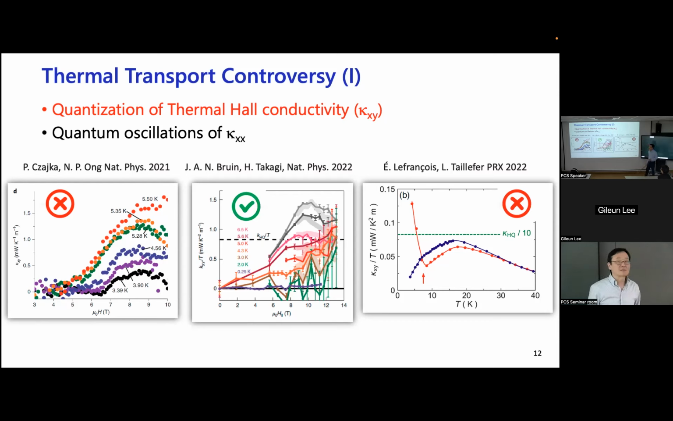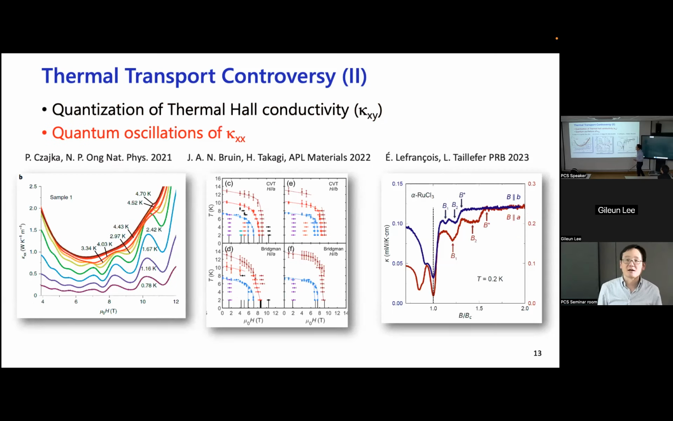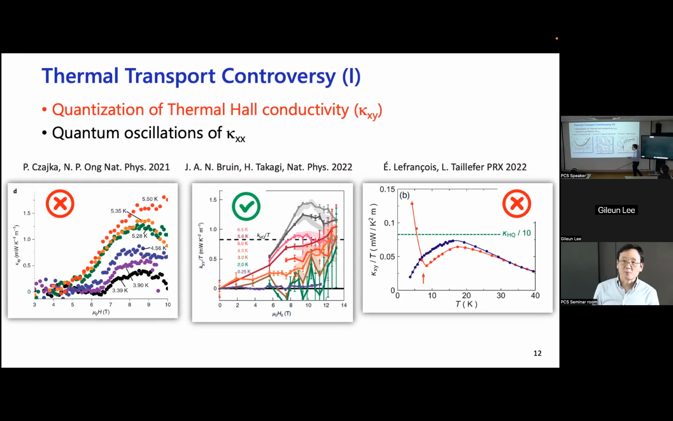The second aspect, which is also interesting, is that when von Ong's group published this result, although they could not see the half-quantized thermal Hall effect that they were trying to find, they found something different, which is also interesting.